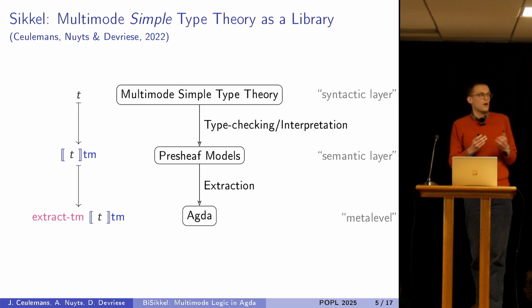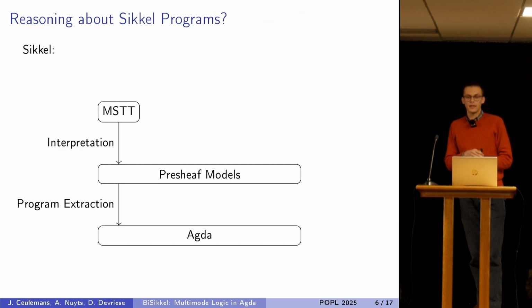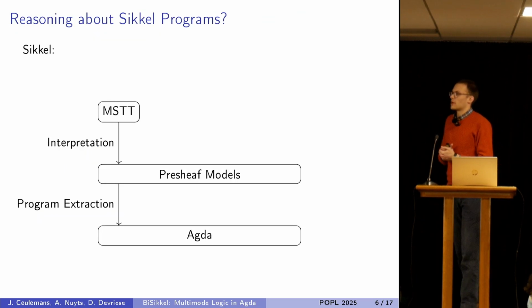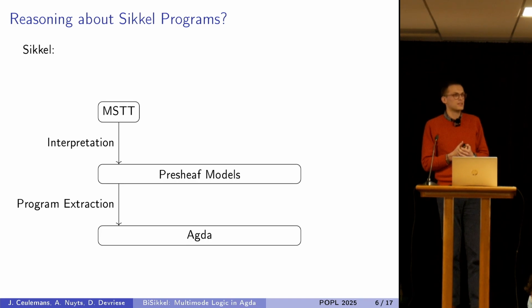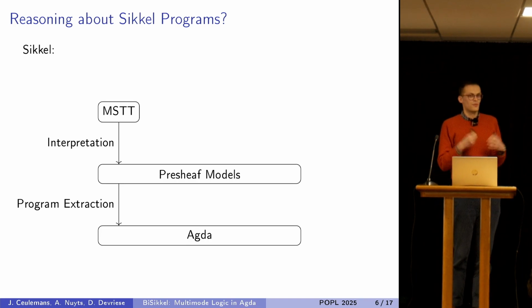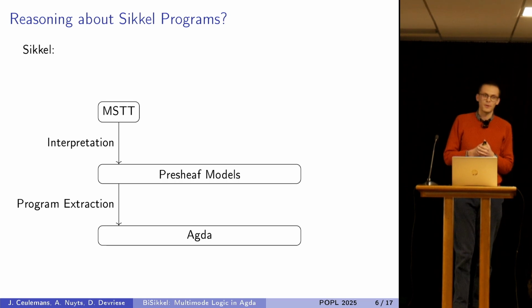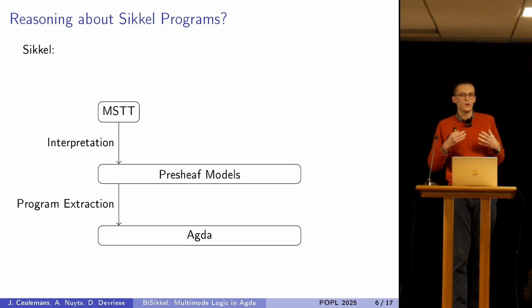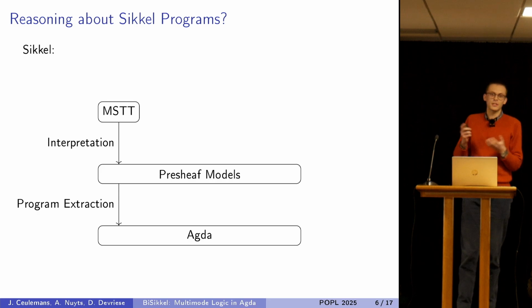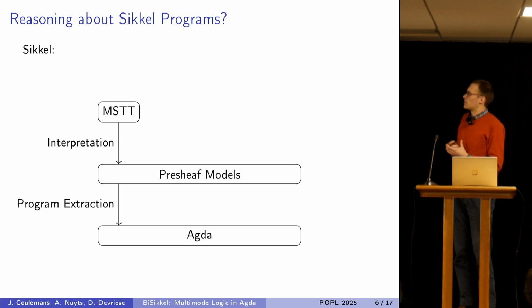Okay, so that's all nice, I think. So now we can write modal programs in our library in Agda. But of course, well, we are at POPL. We saw yesterday in the business meeting that verification and proof assistance are popular topics here. So we do not only want to write programs, we also want to prove properties of our programs. And unfortunately, with simple types, that's not possible.